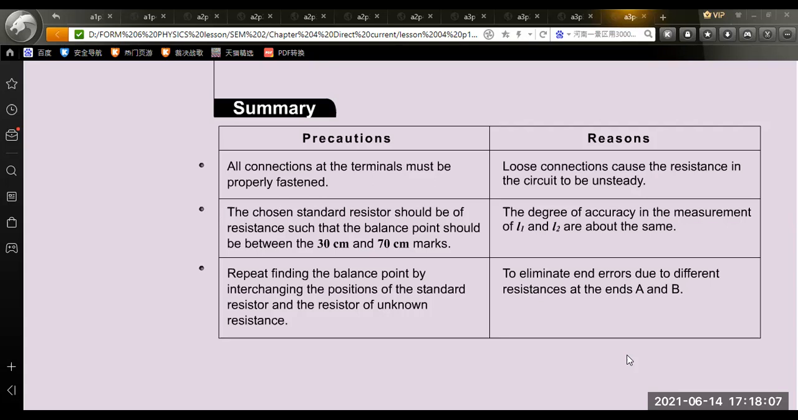First, all connections at the terminal must be properly fastened. Reason? Because loose connections cause the resistance in the circuit to be unsteady. Precaution number 2, the chosen standard resistor should be of resistance such that the balance point is in between 30 cm and 70 cm max. Okay, or 70, 30 cm.